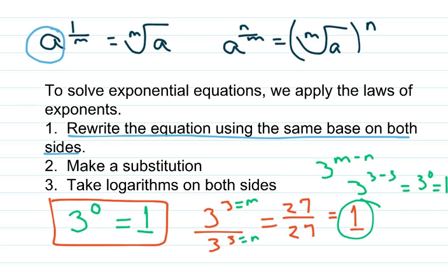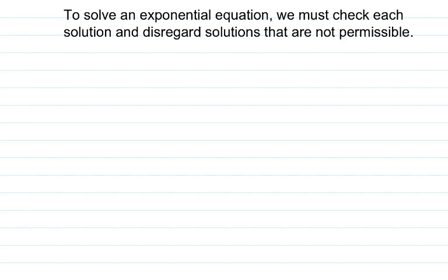Okay, so we're going to go ahead and start doing some examples. On your SAT, you won't be doing the logarithms on both sides. However, in class we will in February. Okay, so let's start. Before we solve them, we always must check the solutions and disregard solutions that are not permissible. For example, for number 1, we have 3 to the x plus 1 equals 81. And we're supposed to solve that.